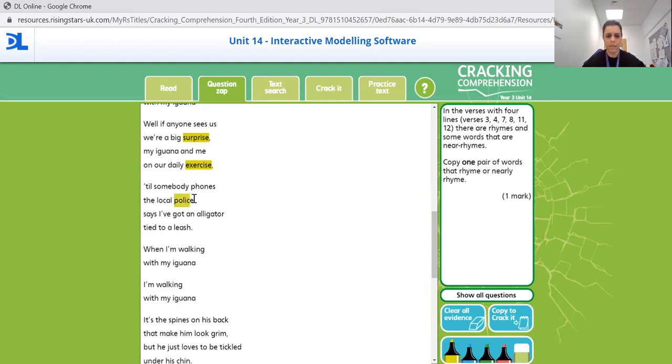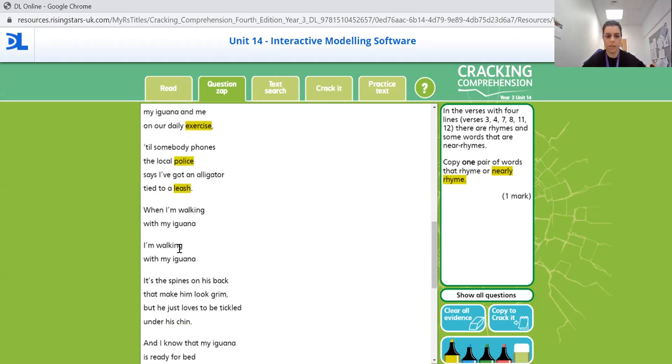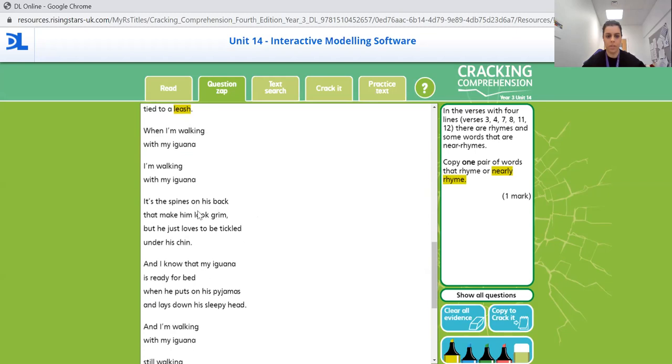Police and leash is similar. It's not the same, but remember it says here, it nearly rhymes. Police, leash, similar. So it nearly rhymes. Then it says verse 11 and 12. So that's 9, 10, 11 and 12 are these ones.